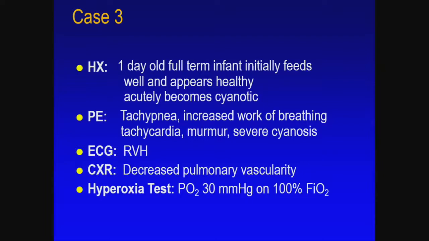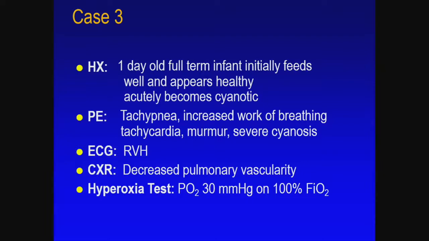Tachypnea, increased work of breathing, severe cyanosis, there is RVH, and on X-ray there is decreased pulmonary vascularity. The child fails the hyperoxia test. Okay. This is a classic presentation of a ductal-dependent pulmonary blood flow.